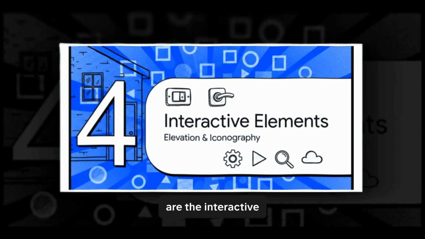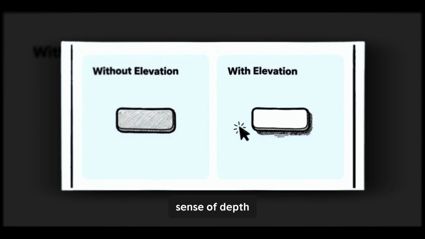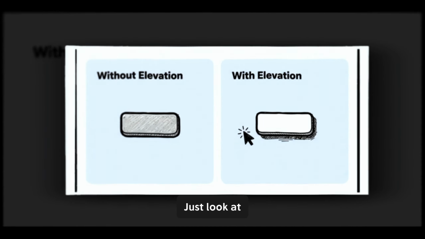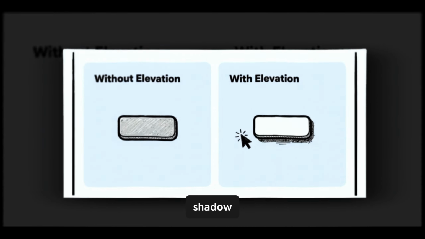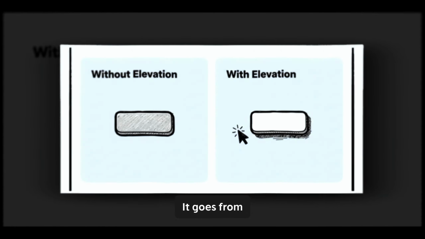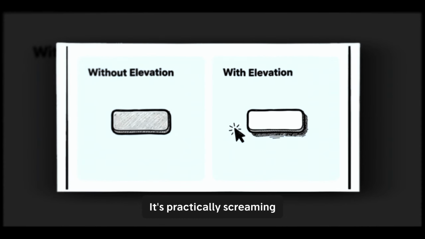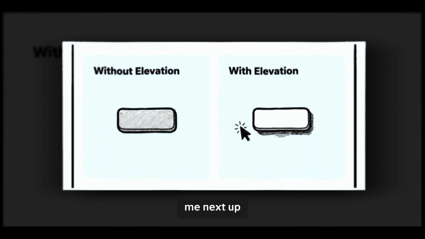In design, these are the interactive elements, and we define them with things like elevation and iconography. Elevation is what gives elements that sense of depth and importance. Just look at this comparison. Adding a little shadow makes the element on the right feel like it's floating just a bit closer to you. It goes from being flat and static to something that signals, hey, I'm interactive. It's practically screaming, you can click me.